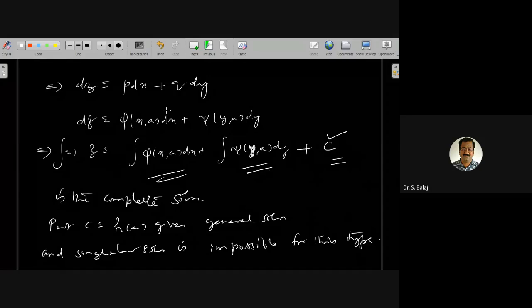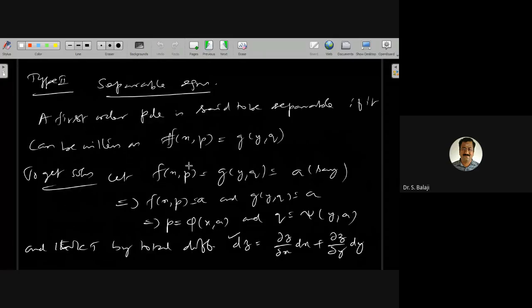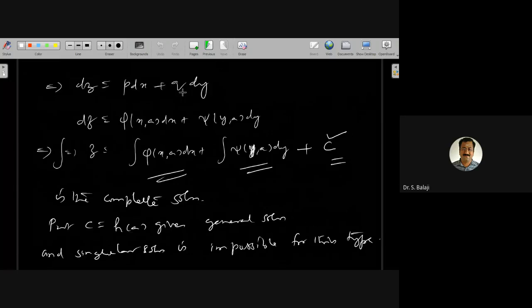For a very simple idea: for a separable equation, after separation, with x comma p on one side and y comma q on the other side, you put it equal to a. From these equations, you write p and q. Then the complete solution is obtained from the integral of p dx plus q dy, plus c. Then put c equal to phi of a or h of a or anything, and you get the general solution. A singular solution is impossible for this type of problem. The idea is very simple.